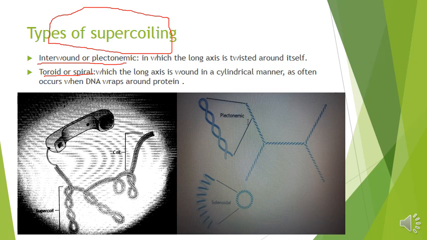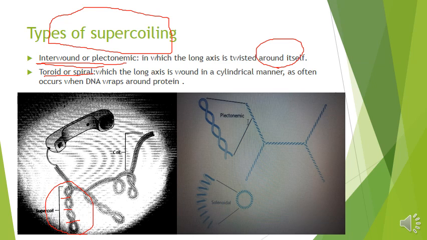First of all, what I mean by interwound or plectonemic: if DNA is supercoiled around itself without any involvement of any protein, that supercoiling is called interwound or plectonemic. As you can see in this telephone cord, if you imagine that this DNA is circular DNA and it is supercoiled at this point, and also at this point, upon itself, then this DNA is interwound or plectonemic.